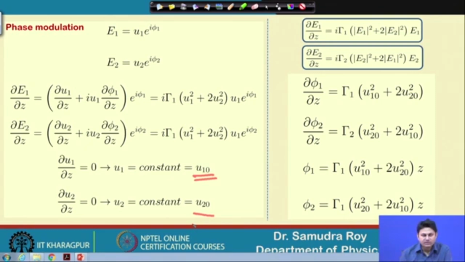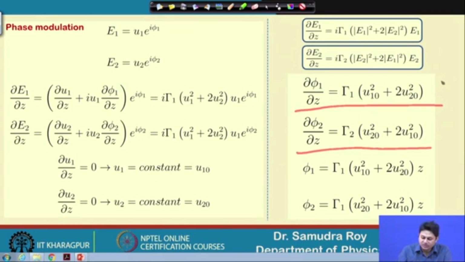What about the phi equation? That is interesting. On the right hand side, we write the other equation by equating the imaginary parts, and we find that d phi 1 dz is gamma 1 times u1 square, u2 square. So, u1 and u2 are conserved, which is why I write u1(0) square, 2 u2(0) square, and for phi 2, gamma 2 times u2 square, u2(0) square plus 2 u1(0) square of that. So, we have a differential equation for phi, and if we solve it, since it is non-zero, we find that phi 1 is this quantity, a constant, multiplied by z. That means phi 1 will change linearly with respect to z.